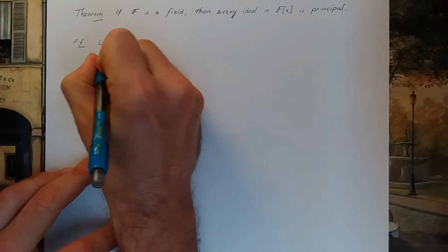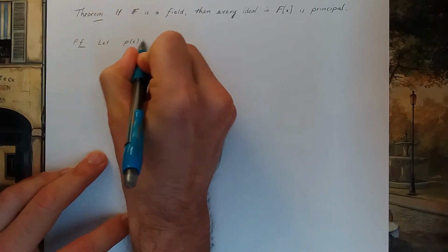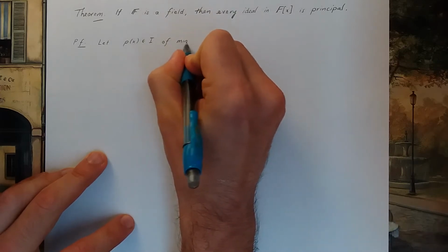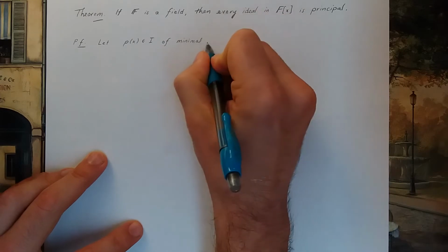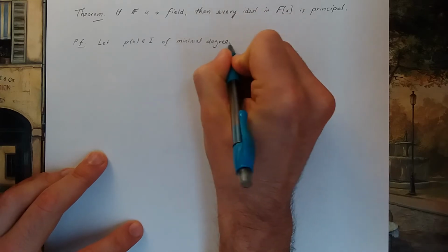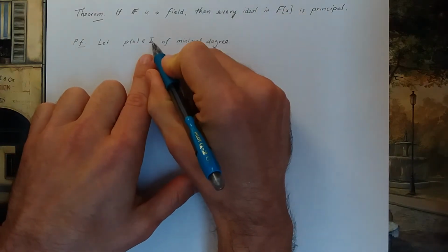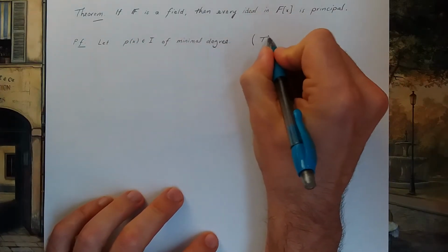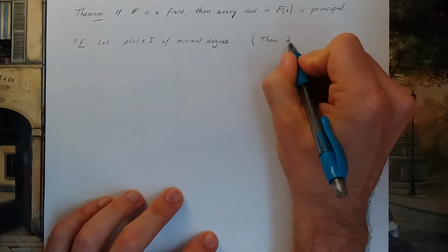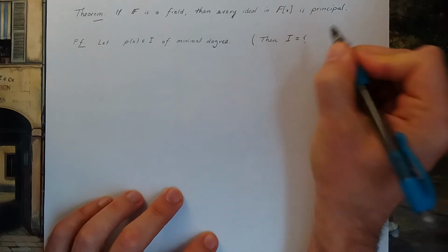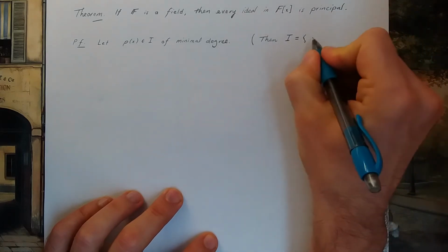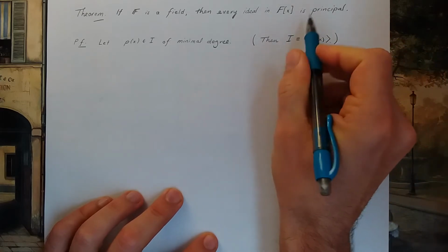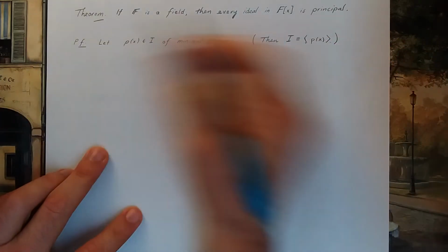I'm going to take a polynomial p(x) in my ideal of minimal degree. So I'm going to look at all the polynomials in I, and I'm going to find one of them that has the smallest possible degree. What we'll end up proving is the ideal I is generated by that single polynomial, meaning that I have a principal ideal. So there are two cases to consider.